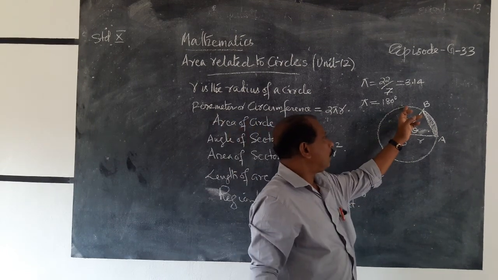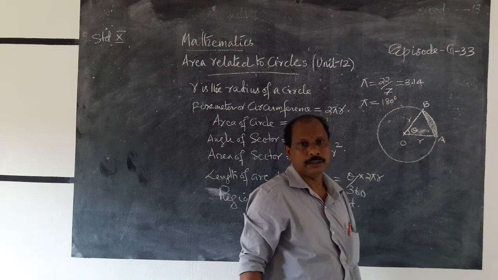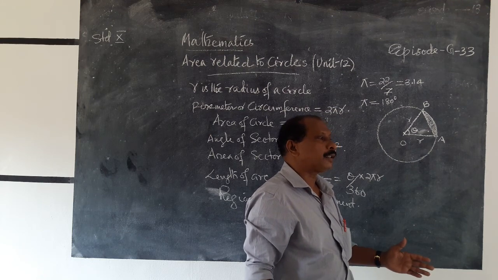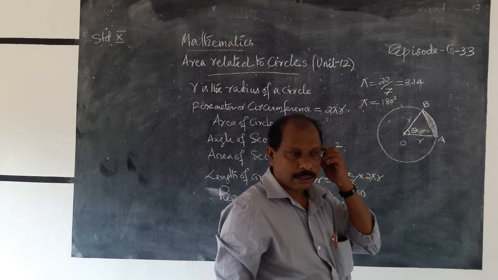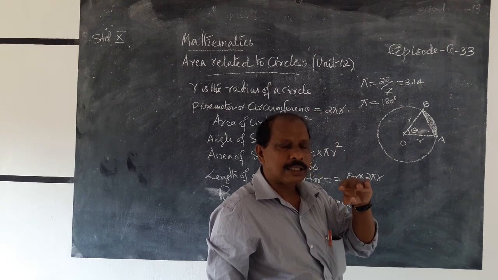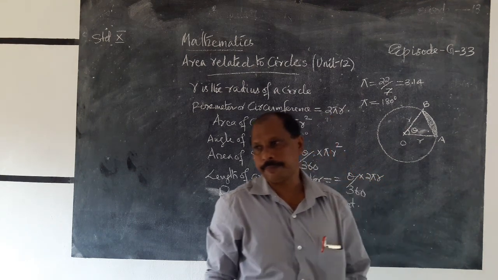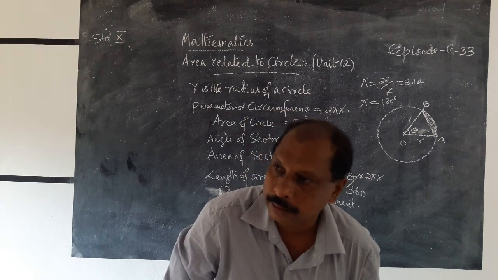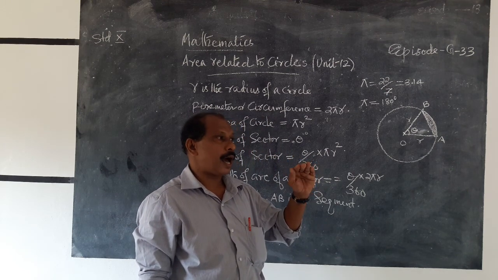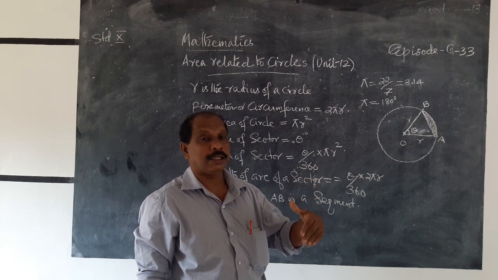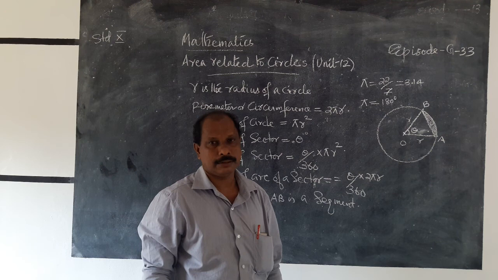If the length of the arc is half of the circle, it is a semicircle. Therefore, for a semicircle the length of the arc is pi r. If the length of the arc is less than the semicircle, it is known as a minor arc. If the length of the arc is greater than the semicircle, it is a major arc. Therefore, if the arc is minor, the segment is a minor segment, and the sector is a minor sector.